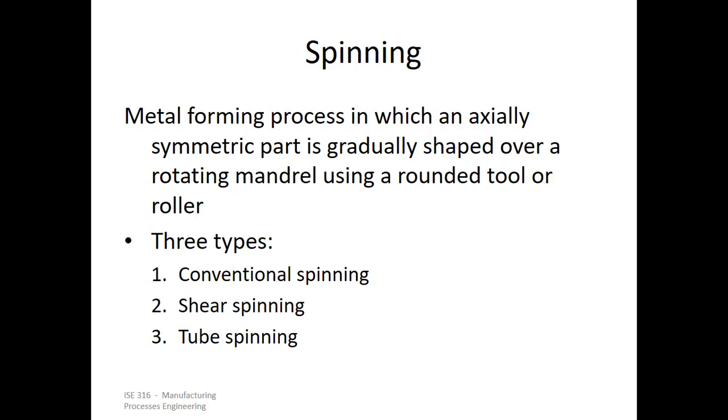Now, how do you do that? Over a rotating mandrel, it has to rest somewhere, right? And then using a rounded tool, right? The tool is what is more important in this process, because that is what is responsible for controlling the shape or profile, right? Shape or profile of the sheet metal, right? The three types that we have in spinning: you have the conventional spinning, you have the shear spinning, and you have the tube spinning.